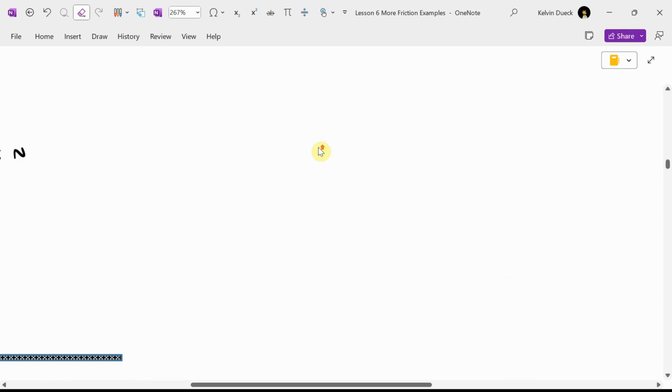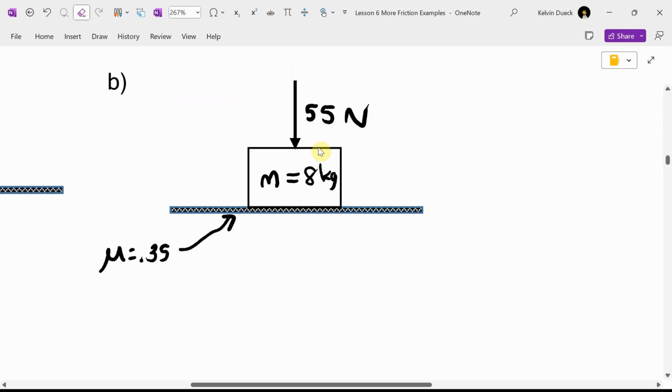I said to you today we were going to start to look at situations where the normal force was not mg. Here's one. Graydon, do you notice there's an extra vertical arrow labeled 55 newtons? Which way is it pushing? Okay, let's remember that. What are the forces acting on this object, Graydon?